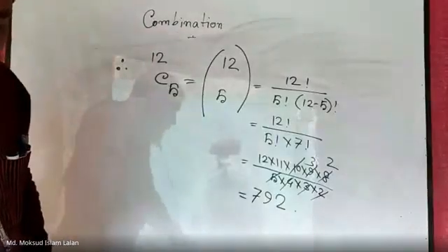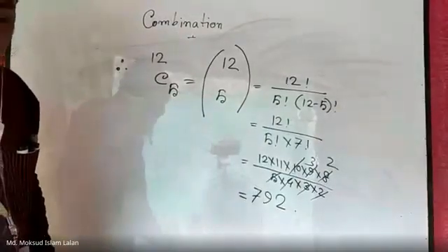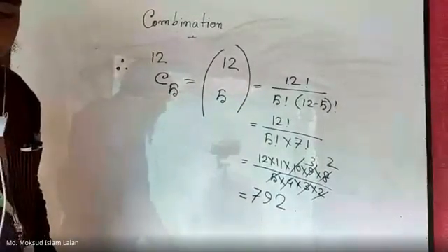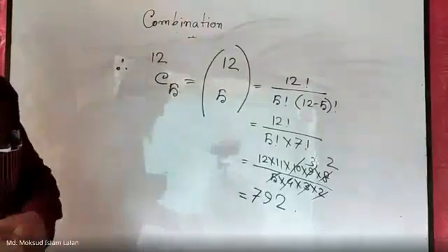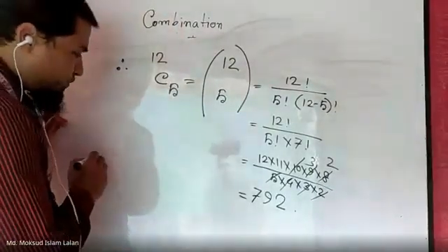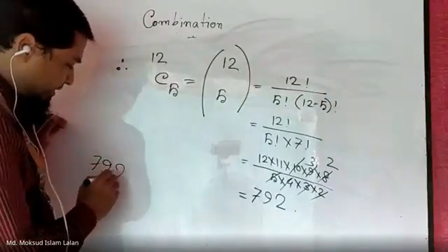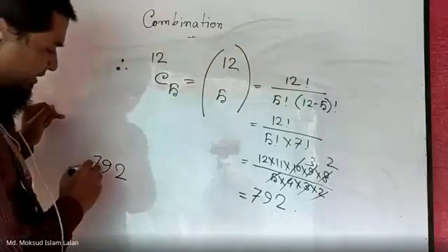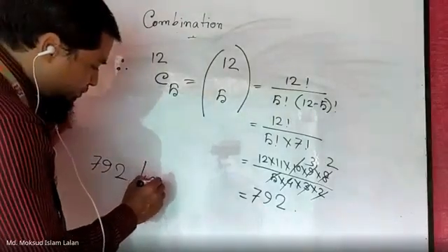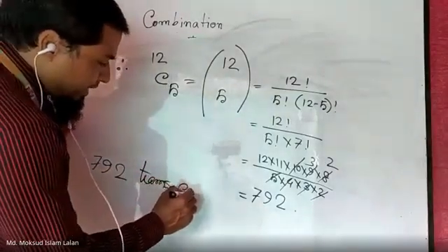Yes, sir. How many distinct 5-person teams can be formed, can be chosen? So you can just write 792 teams. 792 teams can be chosen.